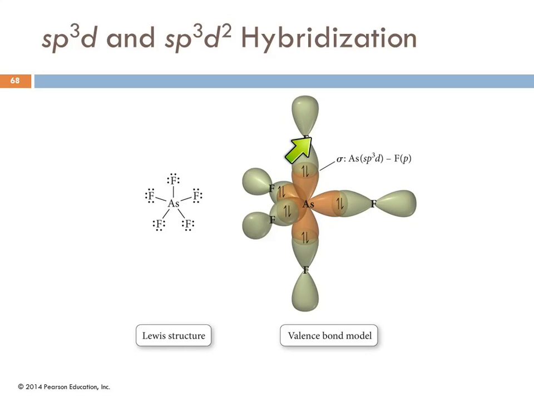Why is fluorine making a sigma bond with its p orbital instead of an s orbital? Hydrogen did it with an s orbital. Fluorine's bigger. Let's look at the orbital diagram for fluorine. How many valence electrons does it have? 7. 1, 2, 3, 4, 5, 6, 7.